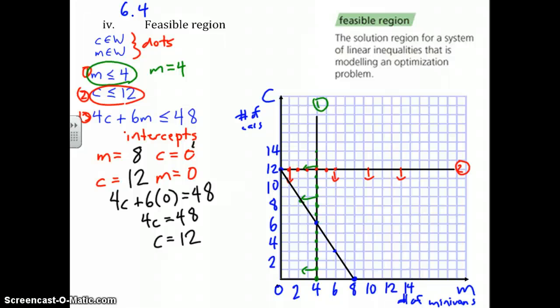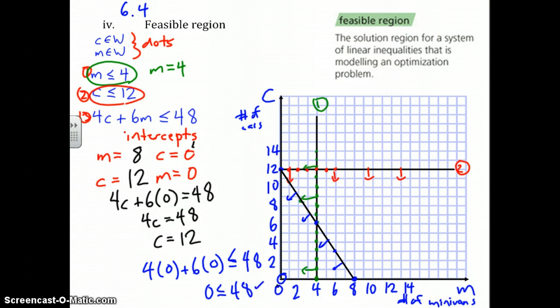Okay, and then for that one, is it the above or the below part of the line? Well, there is a key to our equation. It's 4c plus 6m is less than or equal to 48. So that indicates to me that that's below that line. So it's less than or equal to. Again, if we're not comfortable with that, we could use the test points. We could use the test point 0, 0, sub that in. It would be 4 times 0 plus 6 times 0 is less than or equal to 48. 0 is definitely less than or equal to 48. So it's that area below.